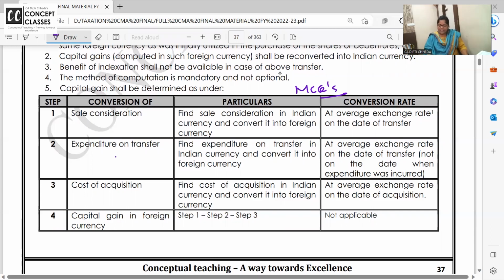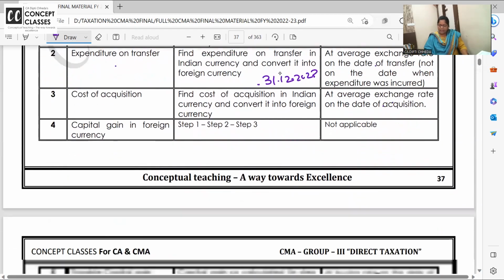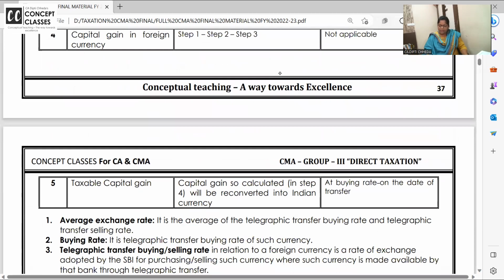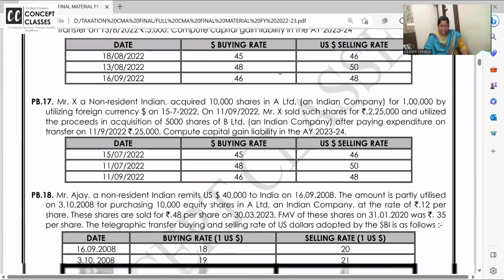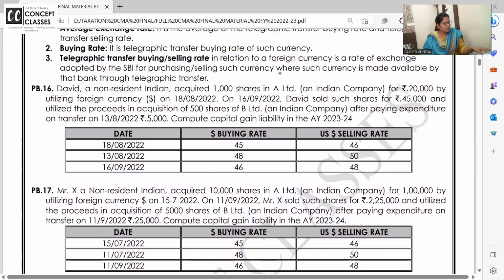See, sometimes sale consideration is 15th Jan. But the expense that has been incurred is on 31st December. So they'll give you the TT rate of December also, but you take for expenses also January's rate. Cost of acquisition, average rate of acquisition. And now capital gain, whatever you get, okay, that is to be reconverted at the buying rate. Right.